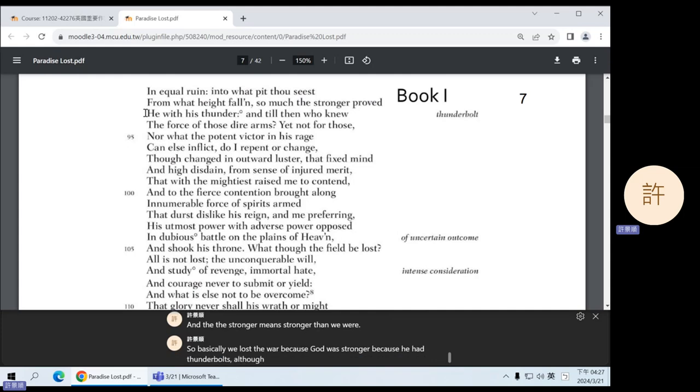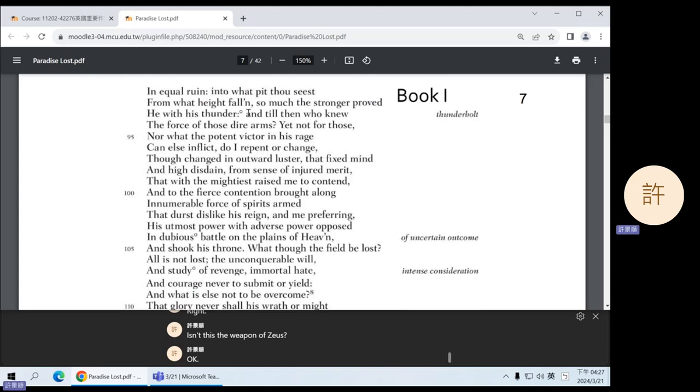Although if you think about it, a God with thunderbolts, this sounds very Greek, right? Isn't this the weapon of Zeus? So like even in modern English, we say it proved to be, which means it turned out to be.